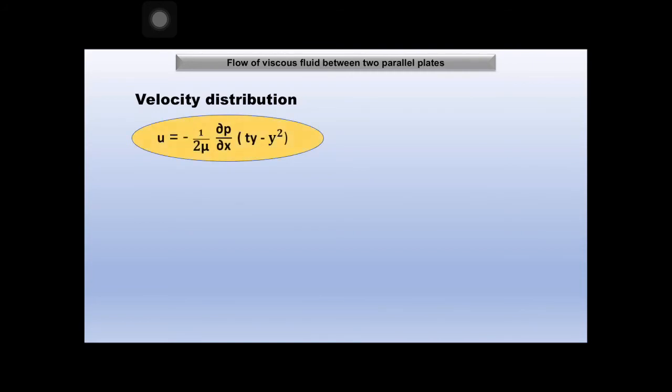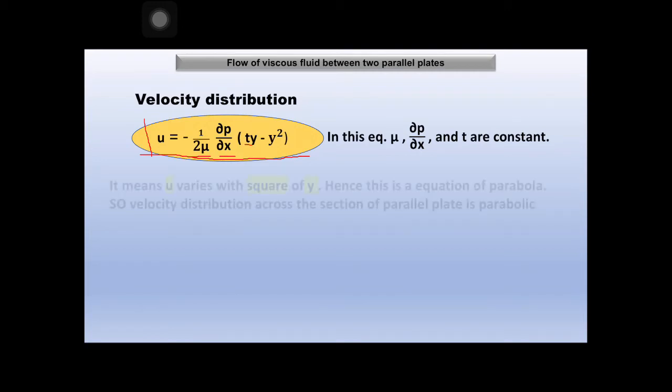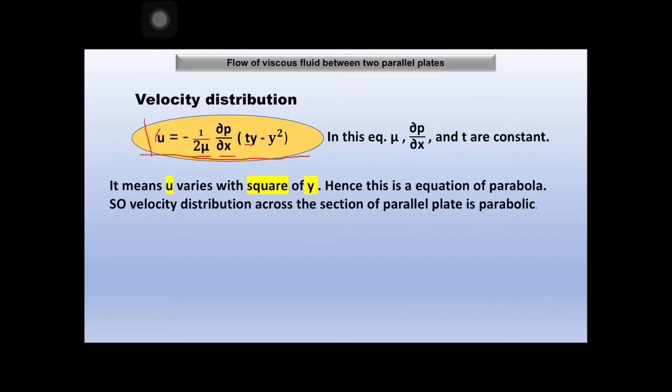So finally the velocity distribution we got is this one, and you can see in this equation the terms mu, the term dp by dx, and t are constants. Since these are constants, the velocity of the fluid flow will vary with the square of y. Square of y means it's nothing but the distance from the lower plate to the upper plate in the y direction. So it will vary with the square of y, and this equation is the equation of a parabola. So the velocity distribution across the section of parallel plates is parabolic.